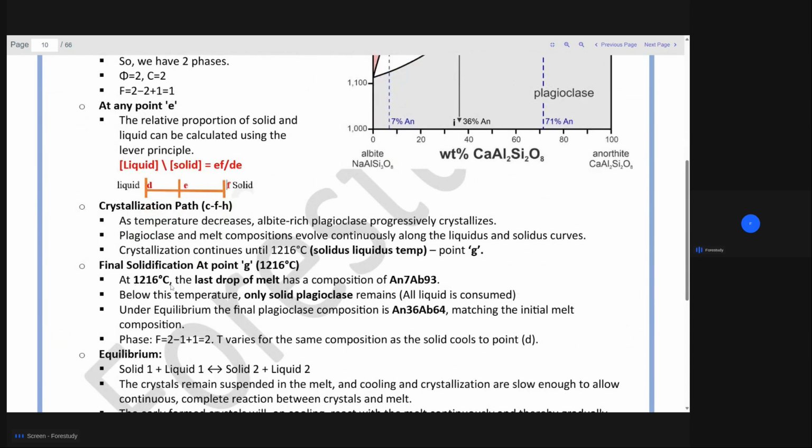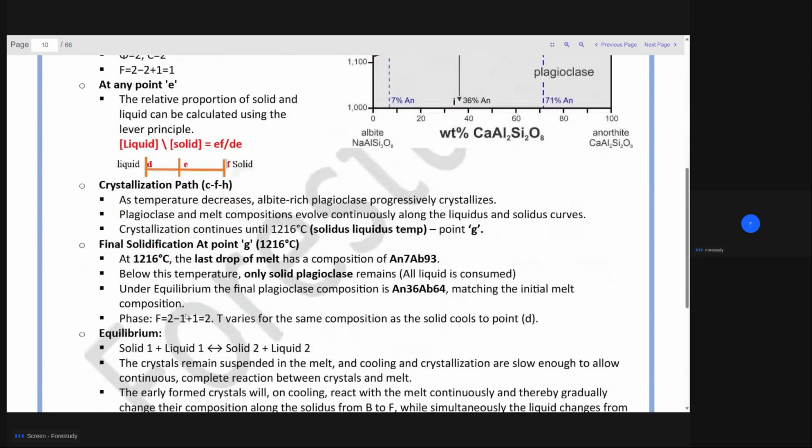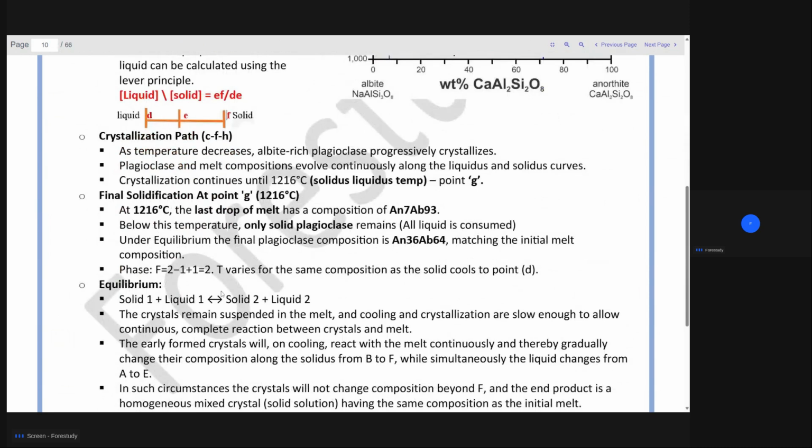At 1116 degrees Celsius, the last drop of melt has a composition of anorthite 7 and albite 93. See how we are getting different compositions of crystals. First, we got crystals of anorthite 71, and at last, we got crystals of anorthite 7% only, whereas 93% is albite. So below this temperature, only solid plagioclase remains. All liquid is consumed. So under equilibrium, the final plagioclase composition is this one.